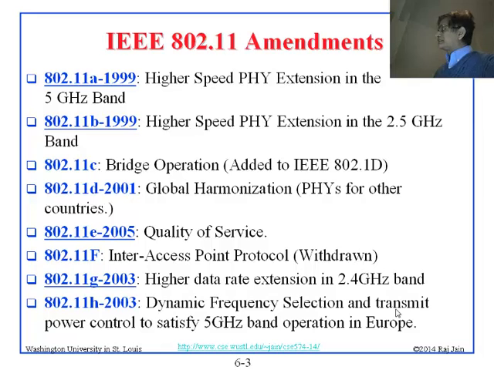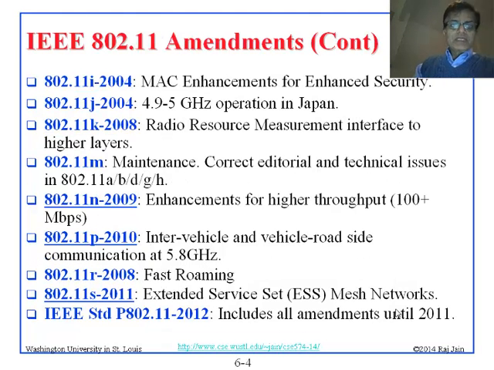G we will discuss, that is similarly 54 megabits in the 2.4 gigahertz band, and this was successful. So G came out before A in the marketplace, believe it or not. G is 2003, A is 99. People just didn't want to move up in the frequency spectrum. And H is dynamic frequency selection and transmit power control for Europe. Again, we are not going to discuss that.